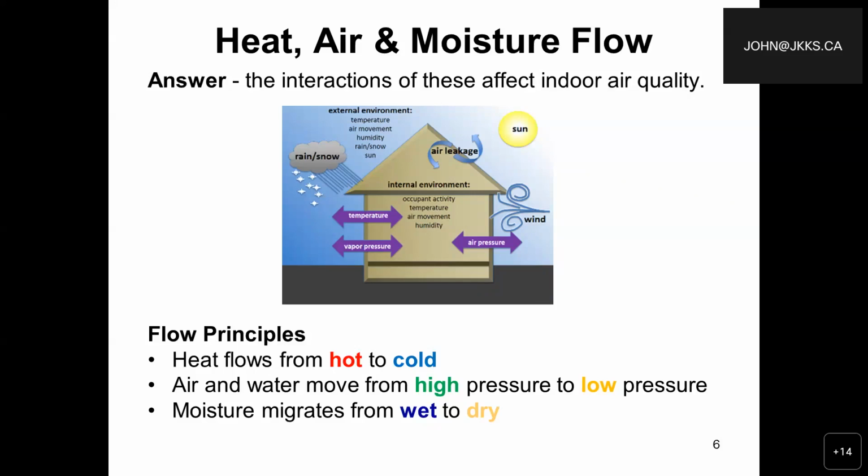Again, we see in this little illustration here the differences in air pressure. The wind can create a pressure on a house. Is it going to be a positive or a negative pressure? And we also know that moisture migrates from wet to dry. So for example, we take a look at this, moisture traveling through the building envelope. And we're going to take a look at that in a little more detail shortly.